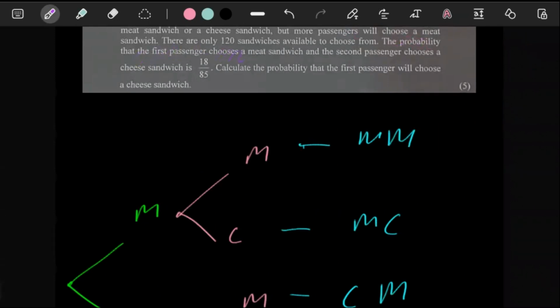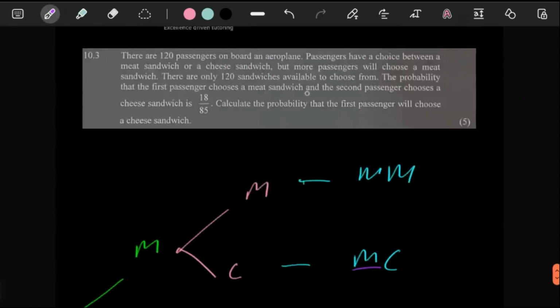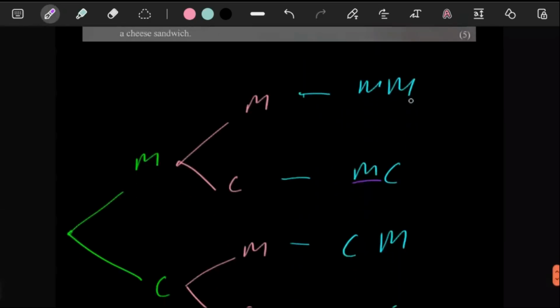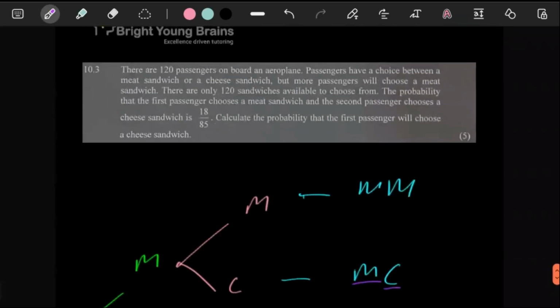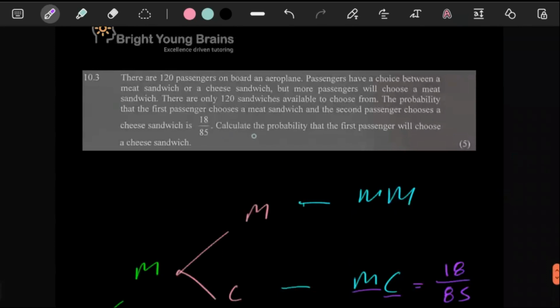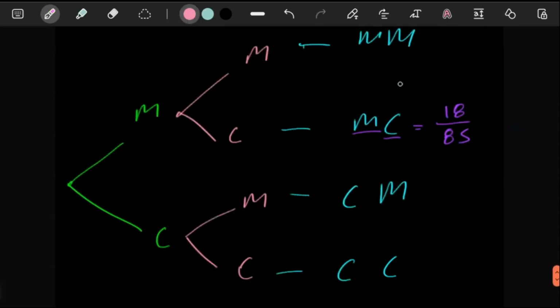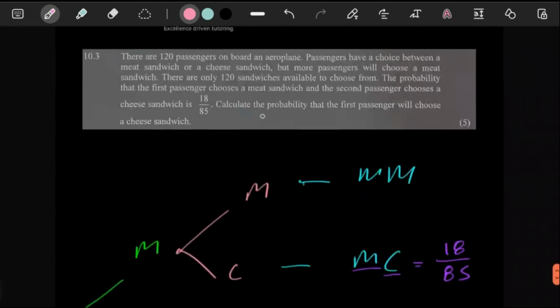So from this data, what they have told us is that the probability that the first passenger chooses meat and the second passenger chooses cheese is 18/85. So this probability here is just 18/85. And then they say, calculate the probability that the first passenger will choose a cheese sandwich. Wow. So the probability that the first passenger chooses cheese is these two probabilities added up.